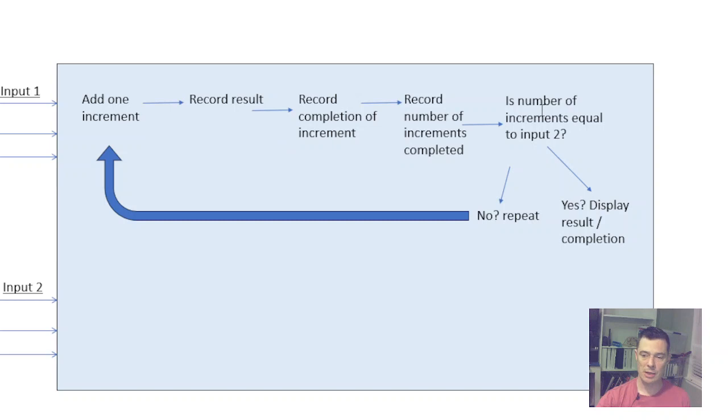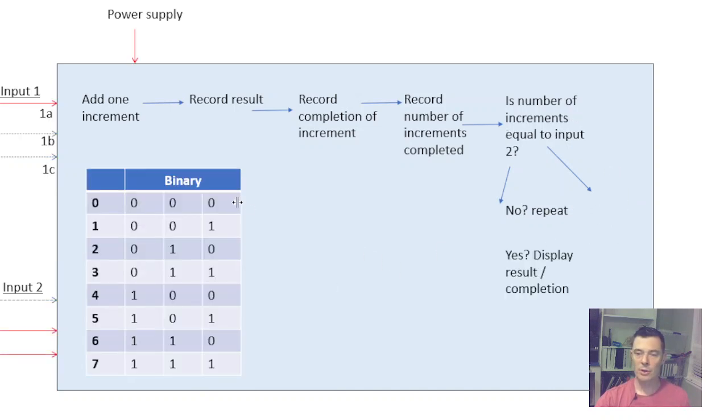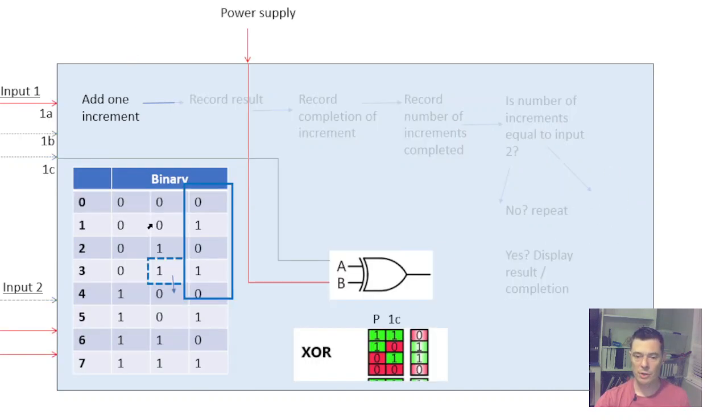And we're going to keep checking the number of increments each time until we know that the number of increments we performed is equal to the number that we need to add by. And this is all done with binary, zeros and ones. And we're not going to do all this. I'm just going to walk through a simple example.